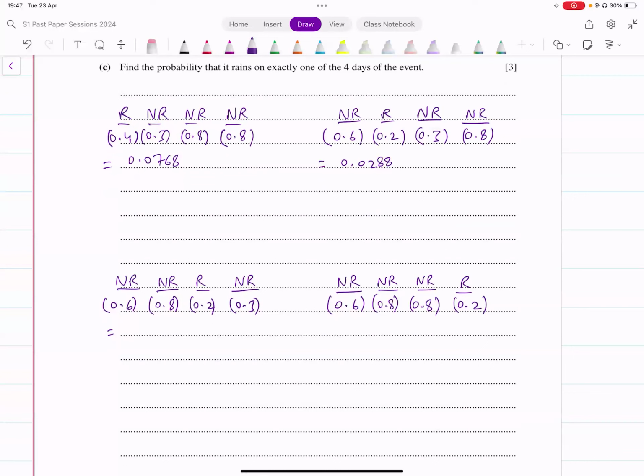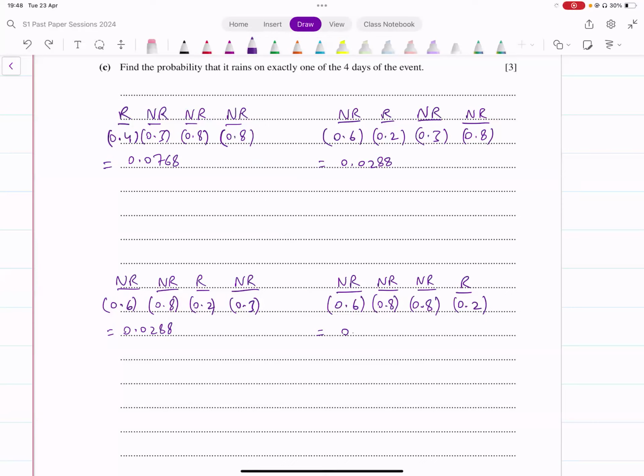And then 0.0288 again, because these are the same numbers. 0.0288. And then finally, 0.0768, because these two are also the same. They don't look the same. Yeah, but 4 into 3 and 6 into 2, that's the same thing.